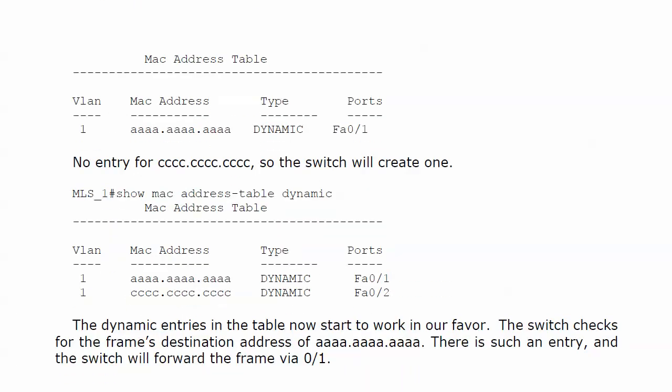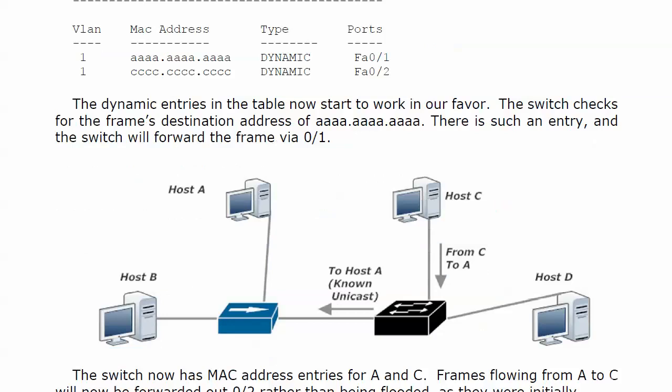Well, there isn't, because we know at this point the MAC address table only has the address of host A. There's no entry for host C, so the switch creates one, and now we have dynamically learned MAC addresses just that quickly for devices A and C. And the dynamic entries in the table now start to work in our favor, because the switch will now check for the frame's destination address of all A's, and there is such an entry. So the switch will forward the frame out 0/1, the port leading to host A.